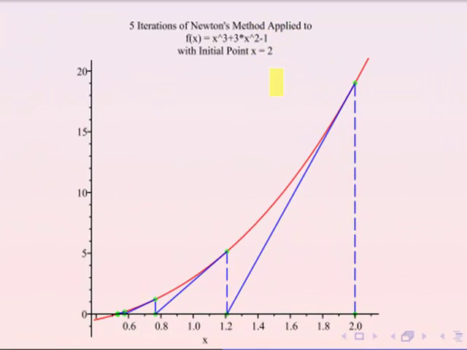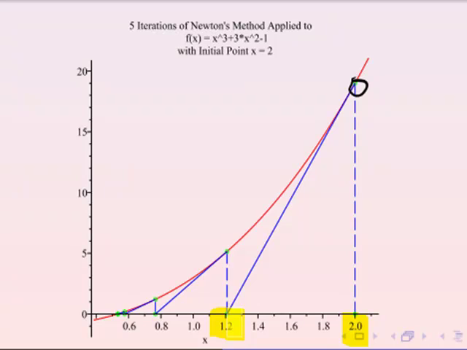Now the function here, the red curve, is going to be the graph of the function x cubed plus 3x squared minus 1. Now if we start with an initial guess 2, then we are going to take the tangent line to the curve y equals f of x at the point x equals 2. And if you graph this tangent line and find its intersection with the x-axis, you will find that it intersects at the point x equals 1.2. Now 1.2 is going to serve as our x1.